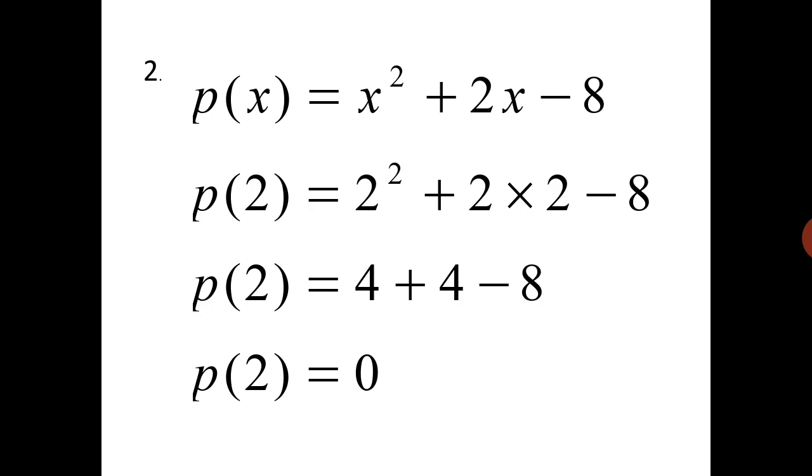Now, solve the right hand side. 2 square becomes 4, then 2 into 2 is 4, and then minus 8 as it is. When you solve it, you get a 0 in this case. So, children, there may be values wherein when you substitute the value in the given polynomial, you may get the answer as 0, or you may get it as some other number also. But we will say that the value of the given polynomial at x equal to 2 is equal to 0.